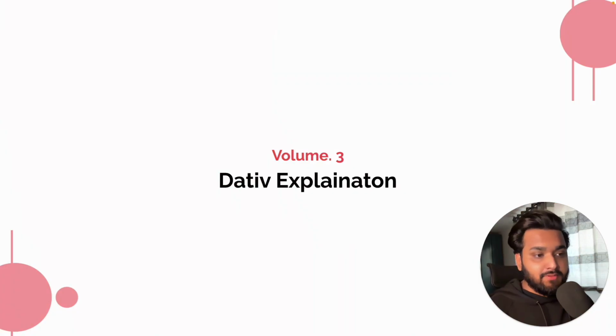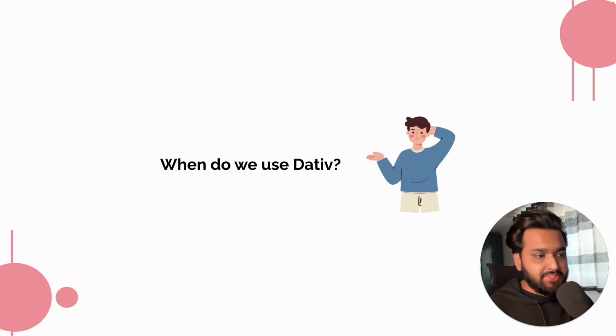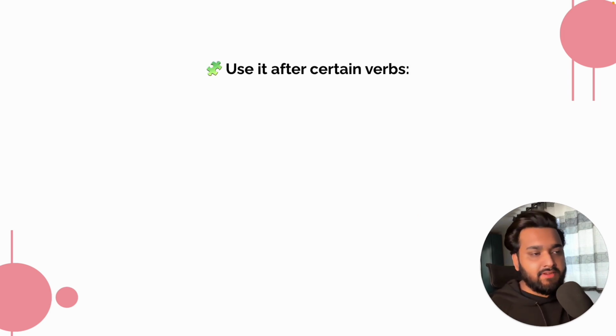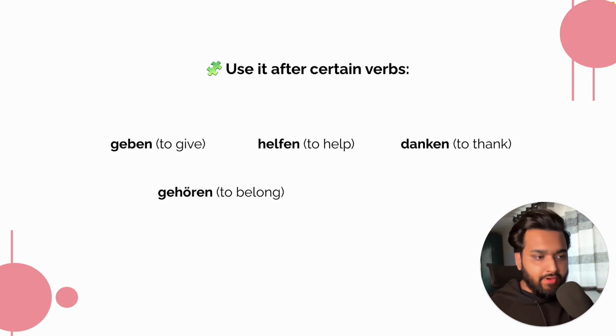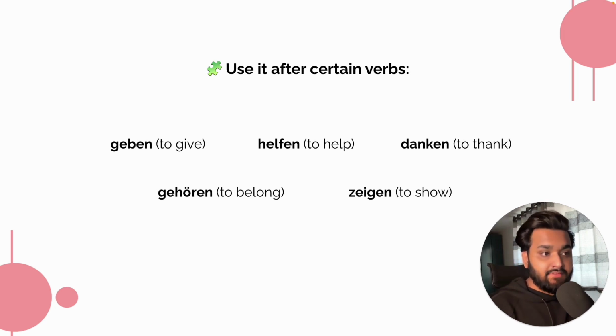Let's continue with volume number 3, which is the dative explanation. Now you may ask, that was all about accusative, but when do we use dative? Use it after certain verbs like geben, helfen, danken, gehören, zeigen. These are not the only dative verbs. There are tons of verbs. You can also find the dative verb list down below in the description. So geben is to give, helfen to help, danken to thank, gehören to belong, zeigen to show.